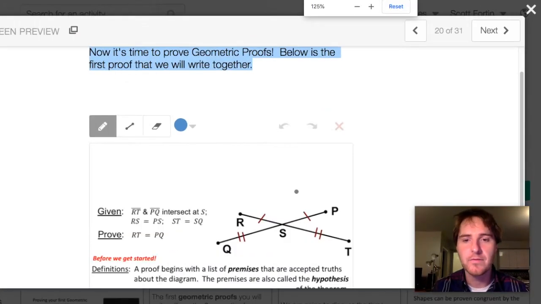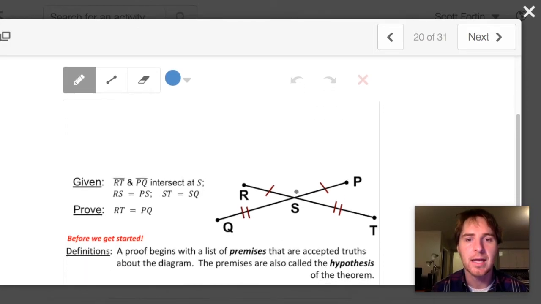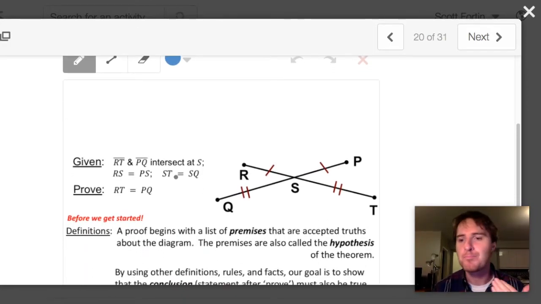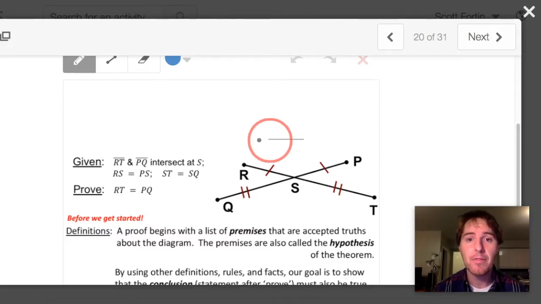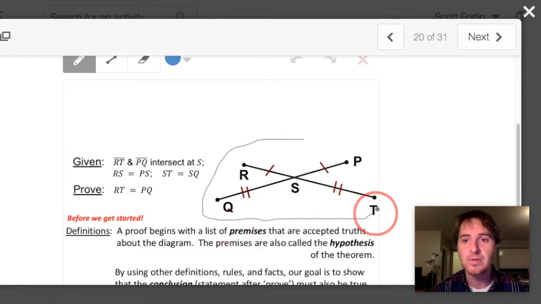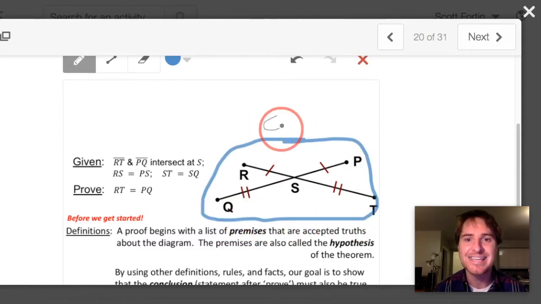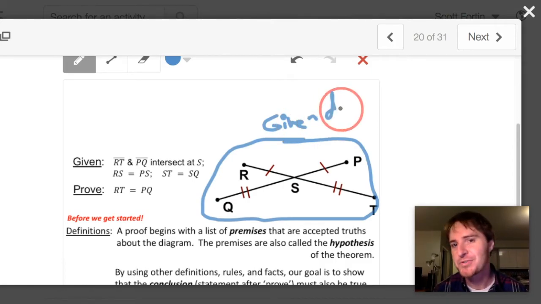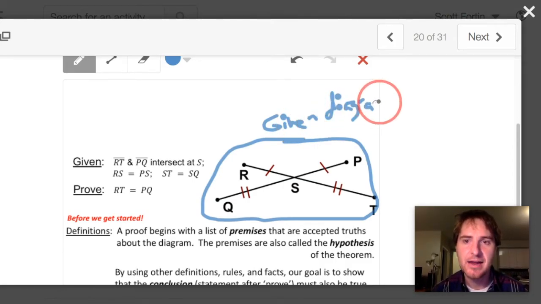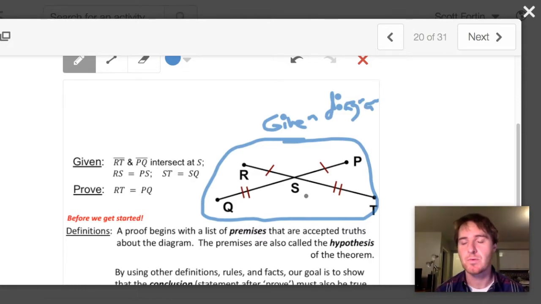So what we have in front of you here is what a proof is going to look like in geometry. This is a very basic one. This one isn't mind-blowing, but it is a fact that we're going to prove about this particular diagram. What we call this is the given diagram. It's what's given to us by the math gods or Mr. Fortin. This is the situation we find ourselves in. We got a diagram here. We got segment RT. We got PQ. It looks like it intersects at S.